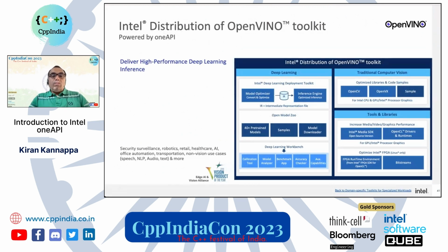So OpenVINO has a model optimizer through which you can put your trained neural network. It comes out with intermediate files, which is an XML and a bin. Those are referenced through the inference engine. And this is how you enhance the performance of your inferencing. So these are the different toolkits that are available to you from Intel. And that's about Intel's offering in the oneAPI space.